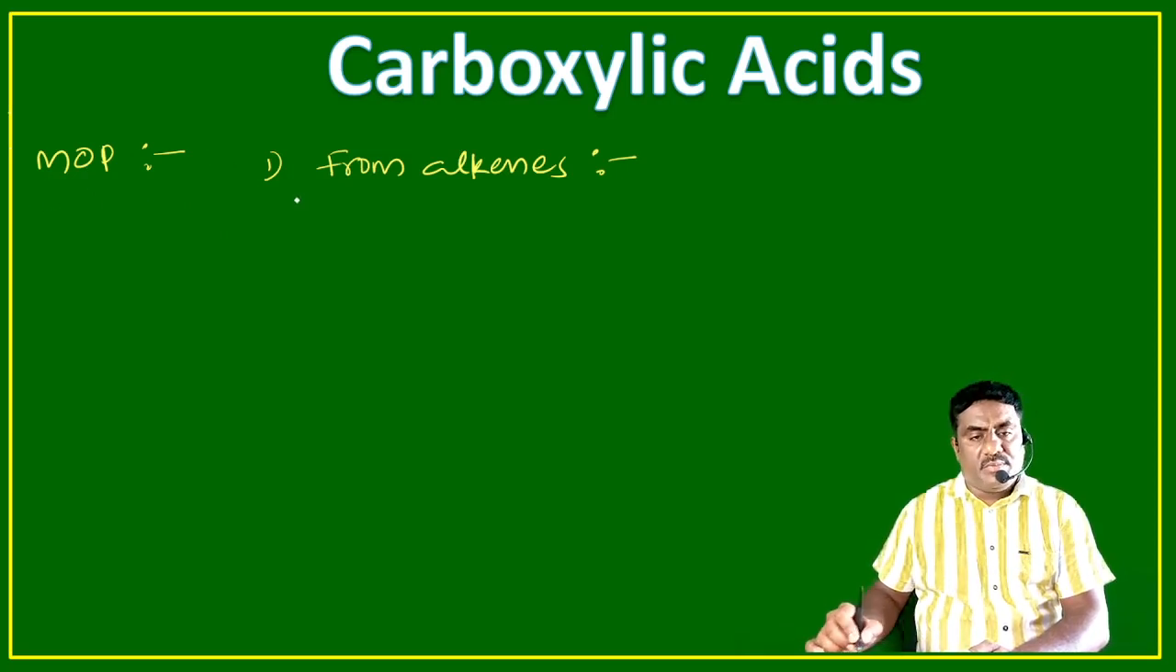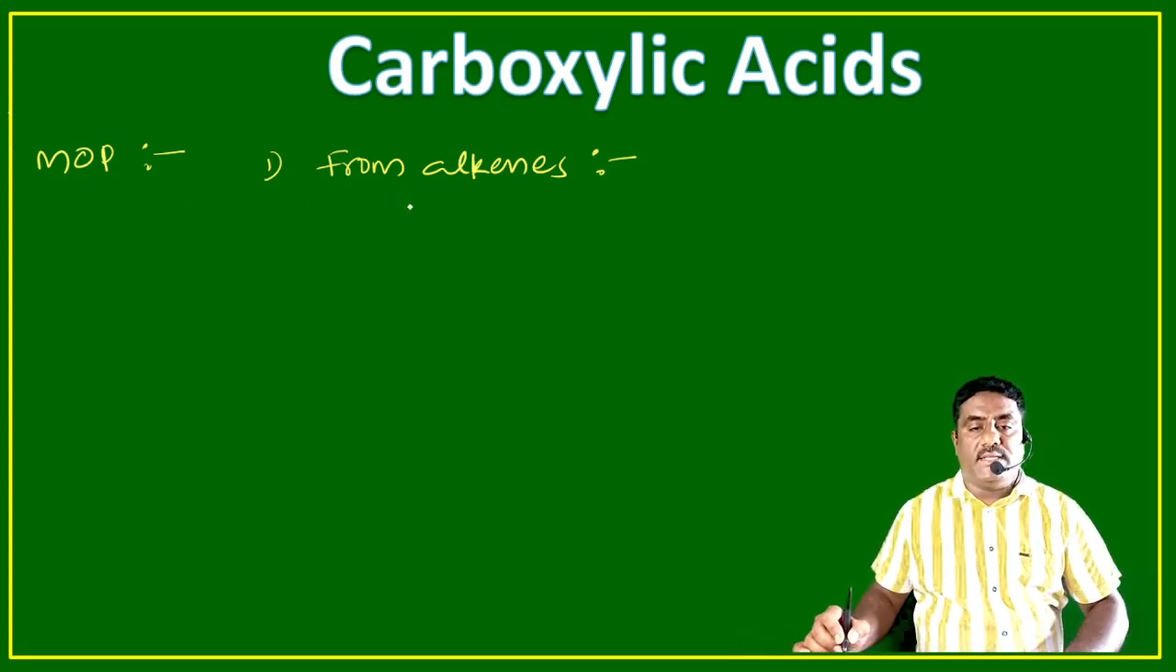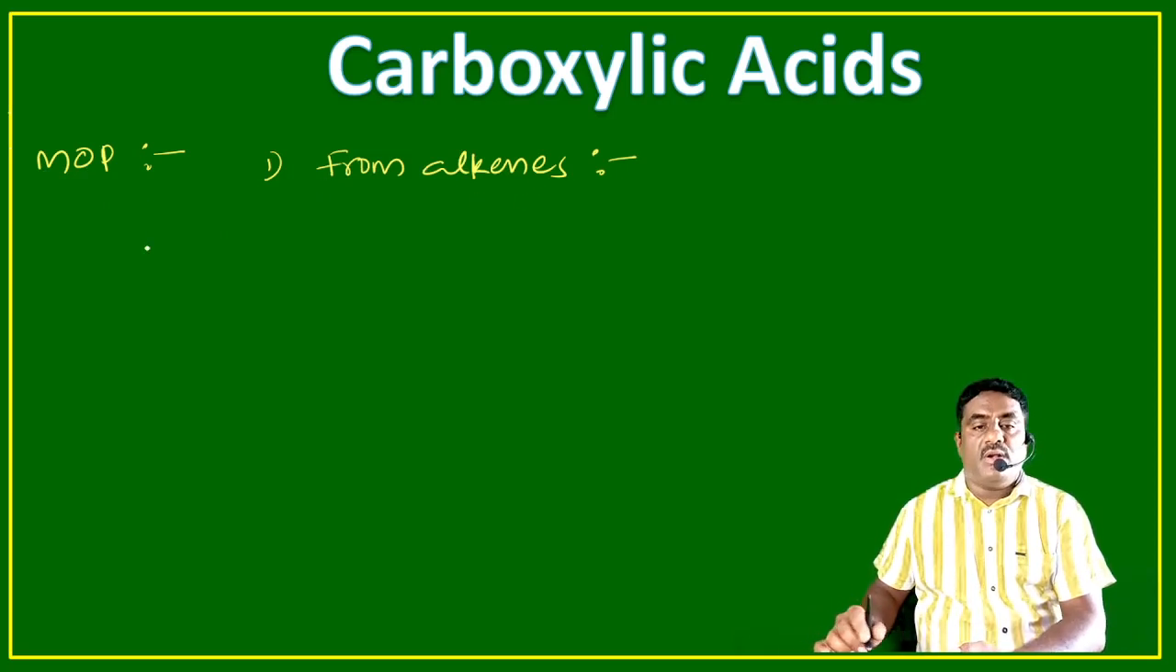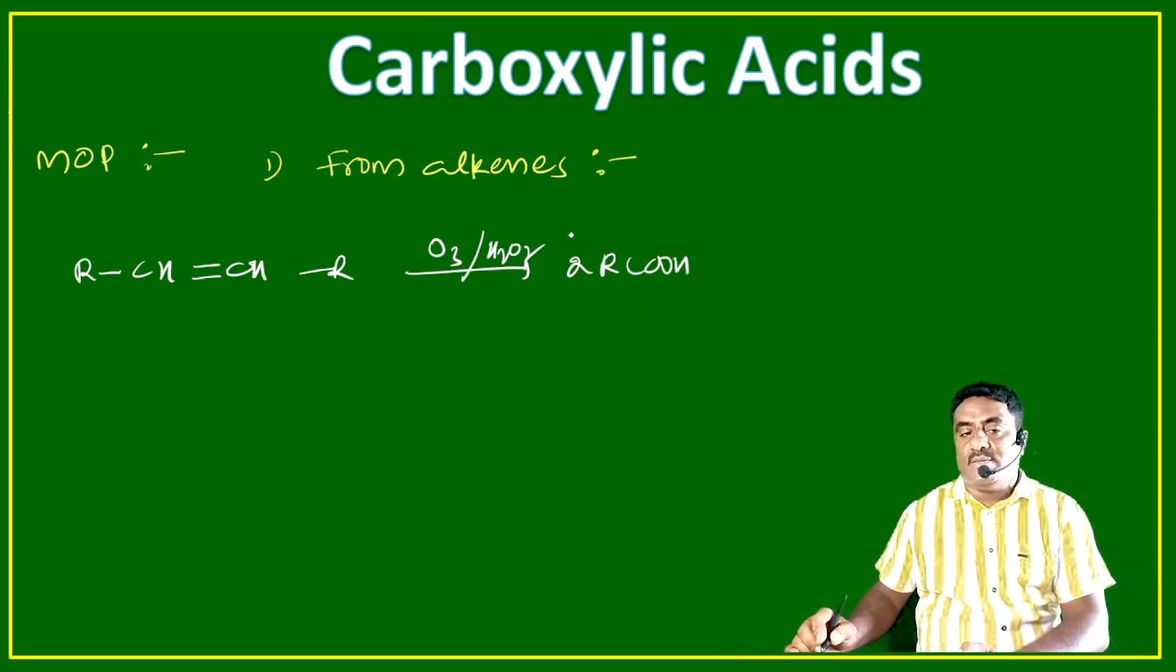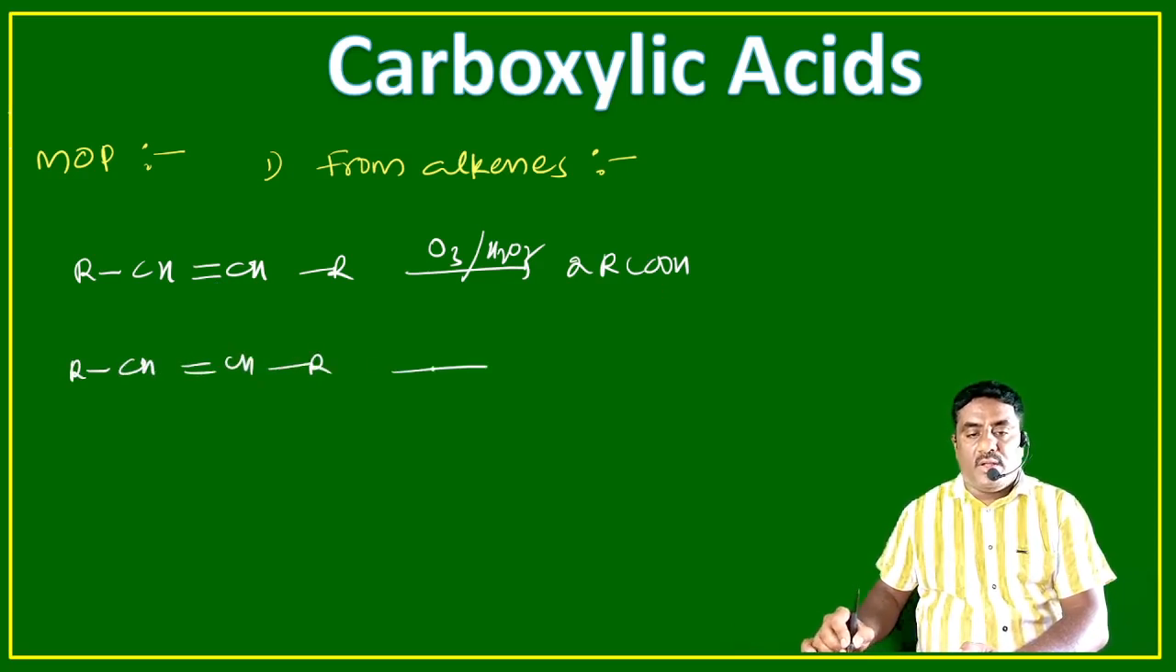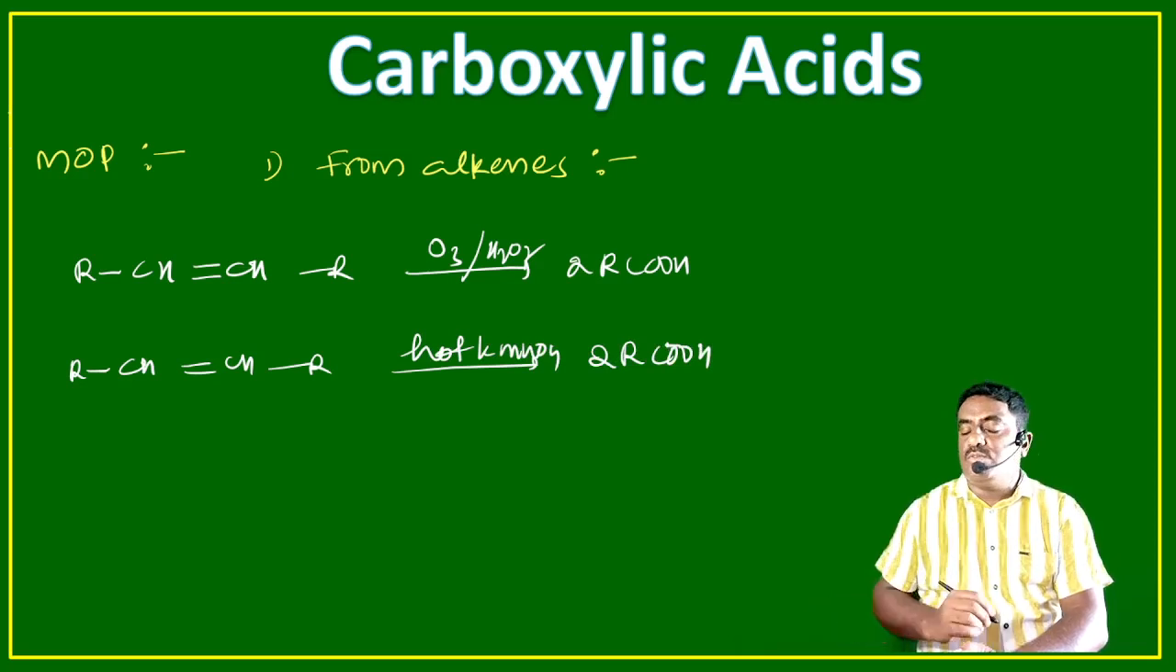Methods of preparation of carboxylic acid from alkenes. Alkenes means carbon-carbon double bond. I am taking CH double bond CH in presence of O3, ozone, and hydrogen peroxide H2O2. It gives carboxylic acid or COOH. Again, one more example, CH double bond CH in presence of hot KMnO4 solution, it gives carboxylic acid or COOH.